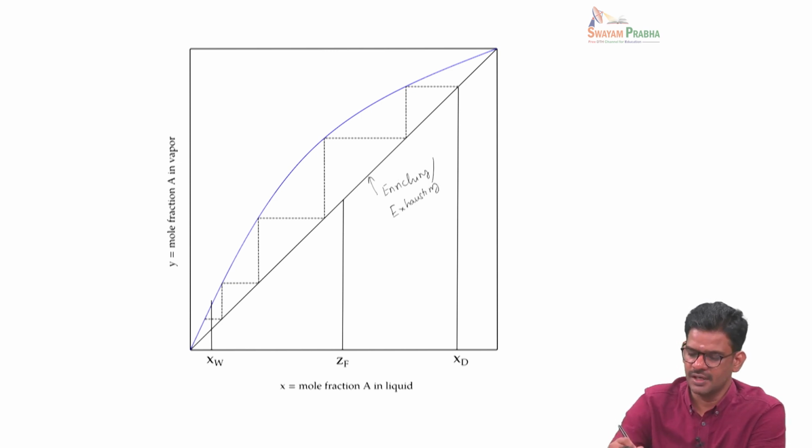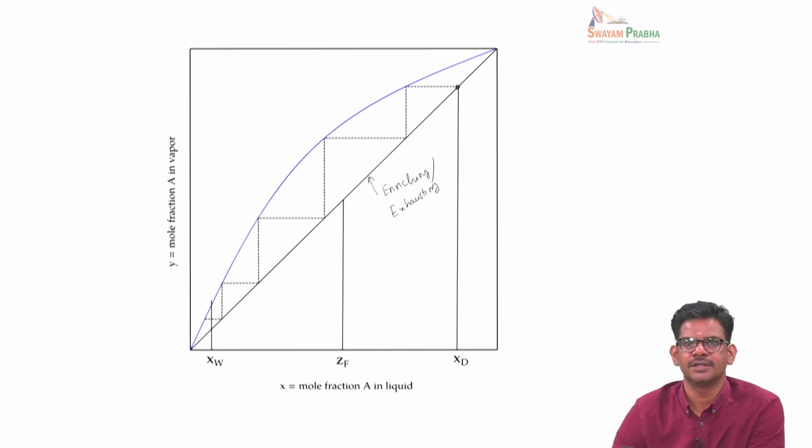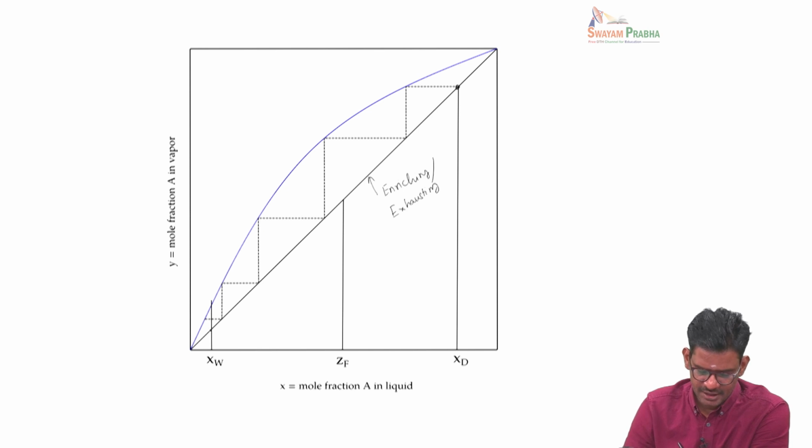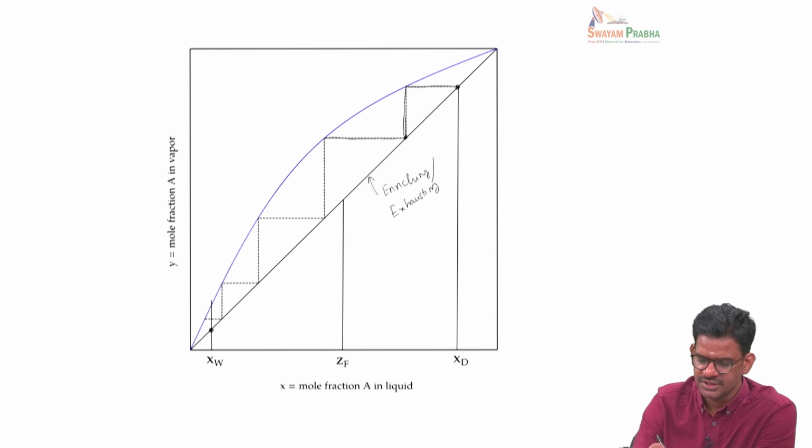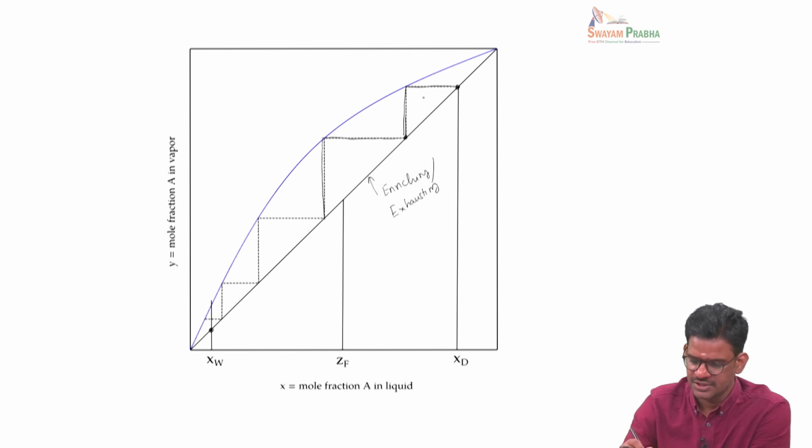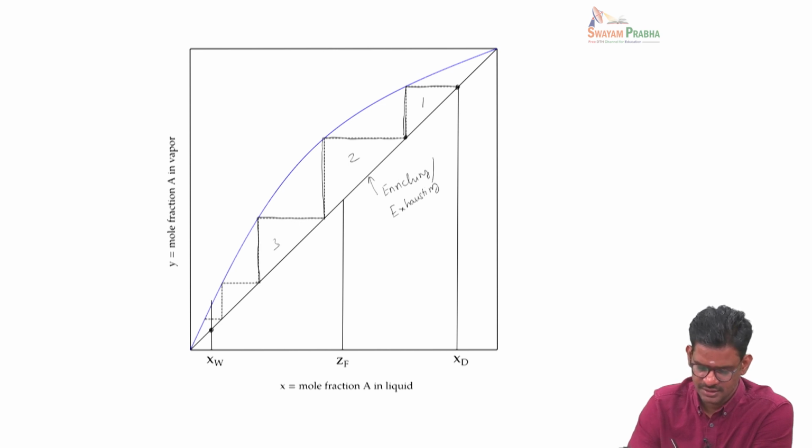So then we can find the number of equilibrium stages for distillation for a given XD and XW following the staircase construction. We start at XD and go horizontally, then come vertically down to the 45-degree line, and then we continue this process. So this is stage 1, this is stage 2, and then stage 3, stage 4, and then we go all the way up to XW.